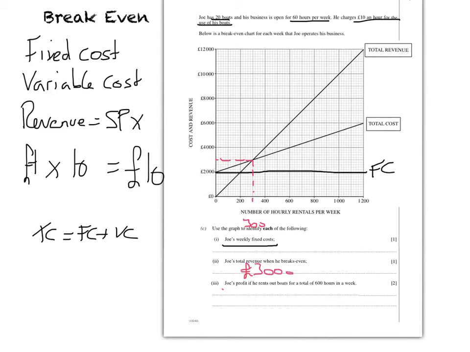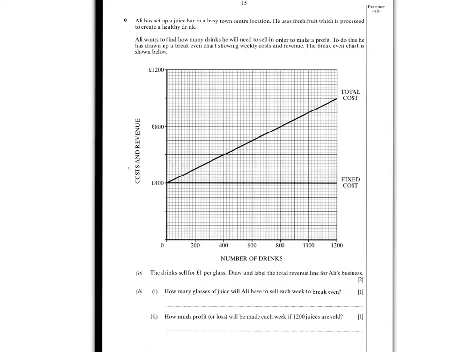Then it said how much profit would Joe make if he rents out boats for 600 hours a week. So we've got 600 here. How much profit would he make at this point? Right, if you dot up here, his cost would be 4,000. His revenue would be 6,000. So if his revenue, which is money in, is 6,000, and his costs are 4,000, he must be making £2,000 profit. So that's the answer.